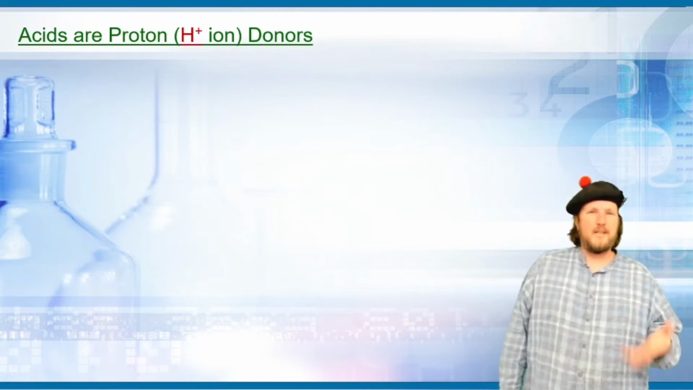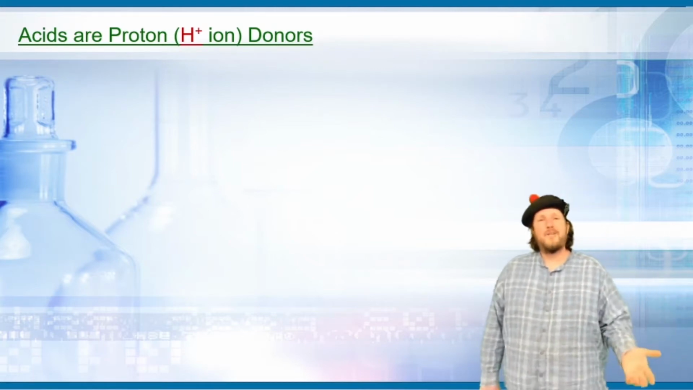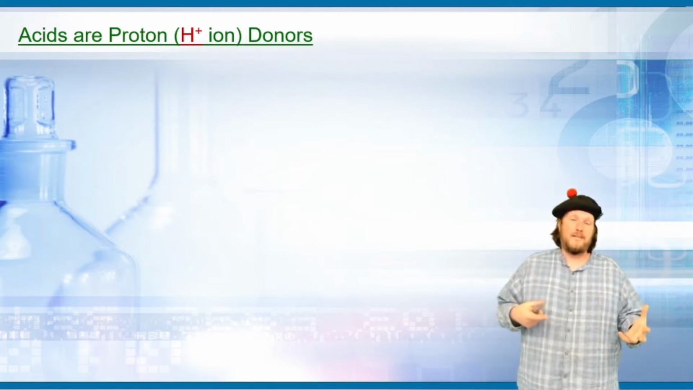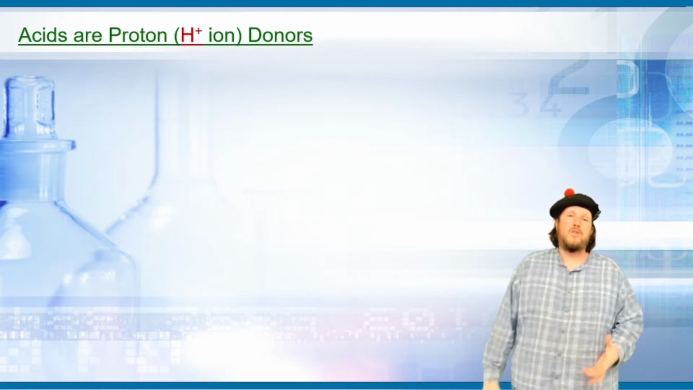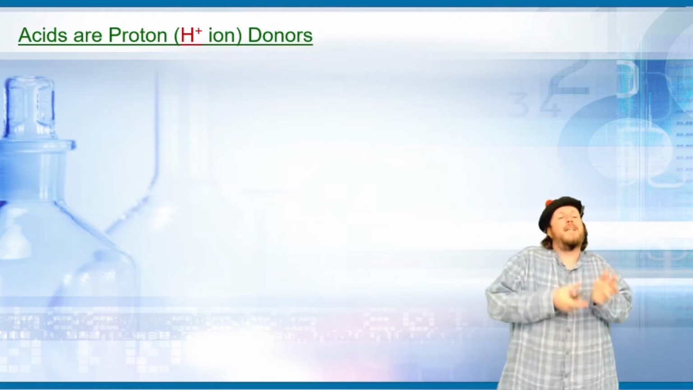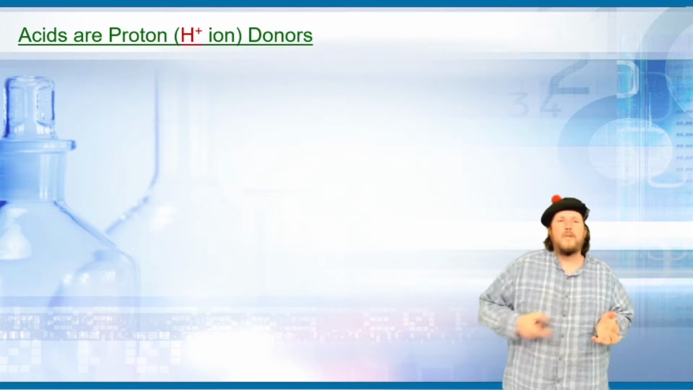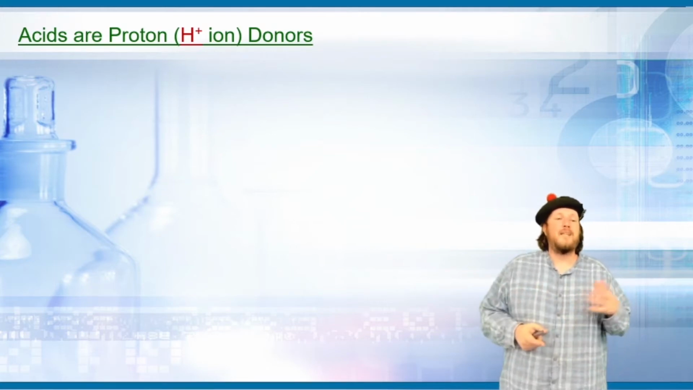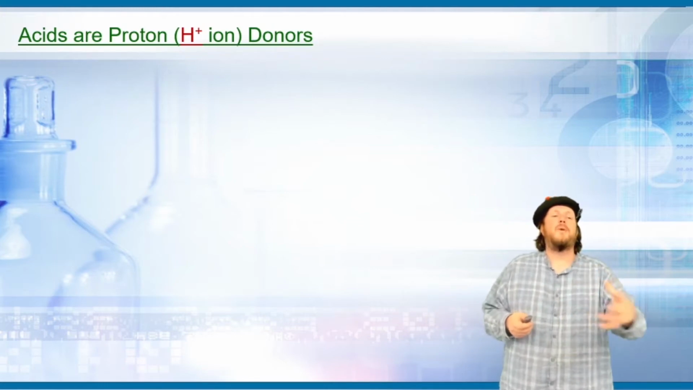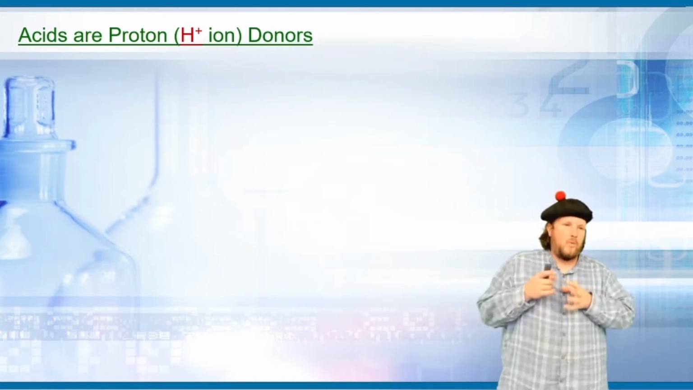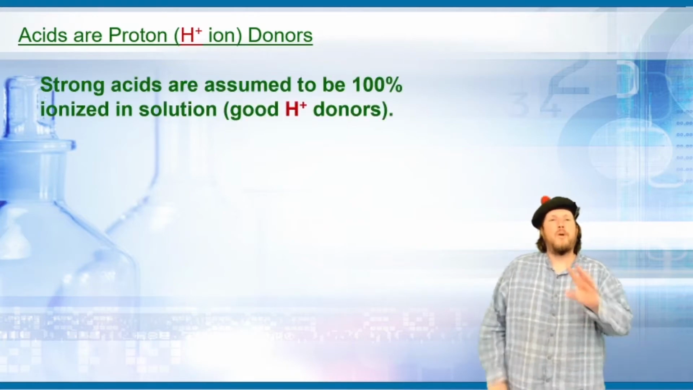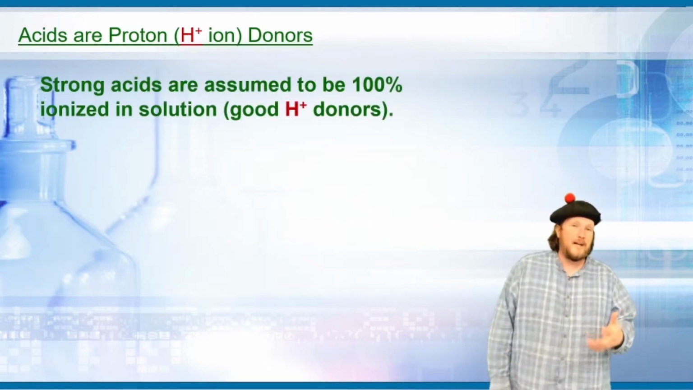Why do we call H plus a proton? It's because a hydrogen atom is a proton and an electron. If it's positively charged, it's lost the electron, so it's just a proton. Now, it can't exist by itself. It has to attach to something else, which is why we write either H plus or H3O plus, because typically when it is donated, it's accepted by a water molecule and forms the H3O plus ion.